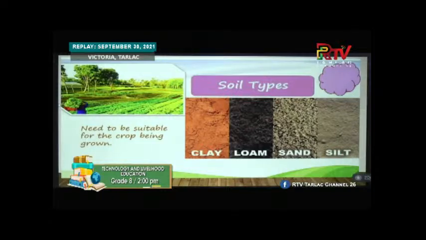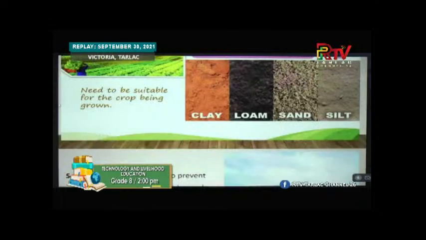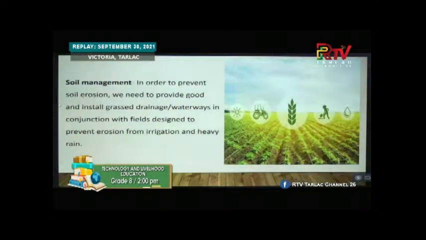Soil type. This needs to be suitable for the crop being grown. Knowing the type of soil we have will help you determine the type of crop we can plant. Windbreaks. It involves screening of property, especially with trees, which prevents many complaints about farm activities. It also prevents the movement of dust, sprays, pests, and noise to adjoining areas.